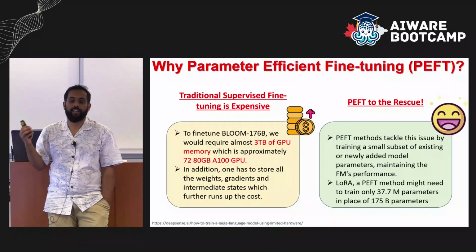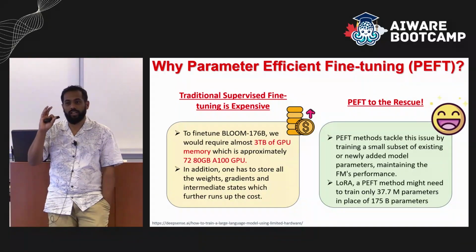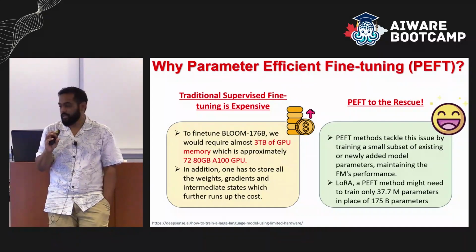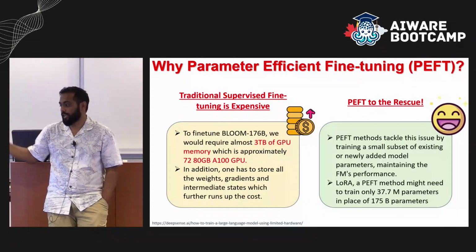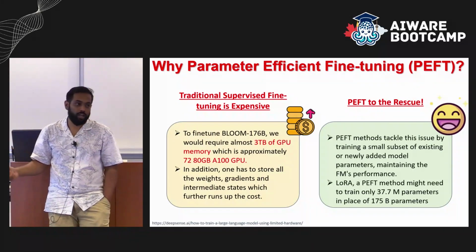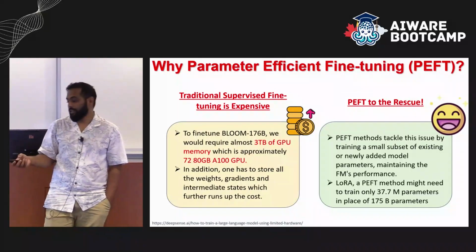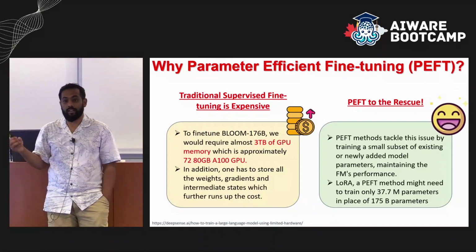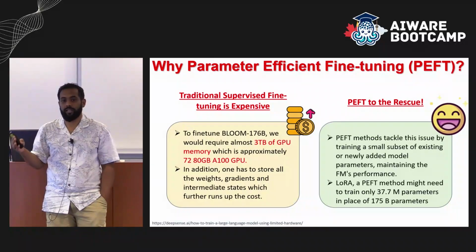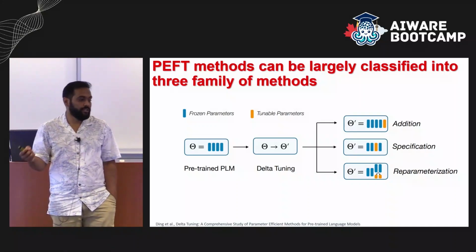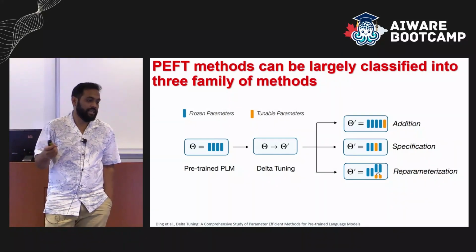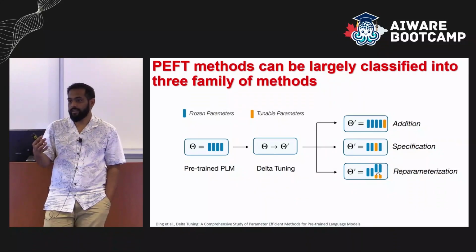They usually find intelligent ways to train only a subset of the parameters so that similar performance, as if updating all of the parameters in a pre-trained model, can be obtained. For example, the LoRA PEFT method only has to train about 37 million parameters of a 175 billion parameter model, and that's significant. Most of the PEFT methods can be classified into 3 large categories.